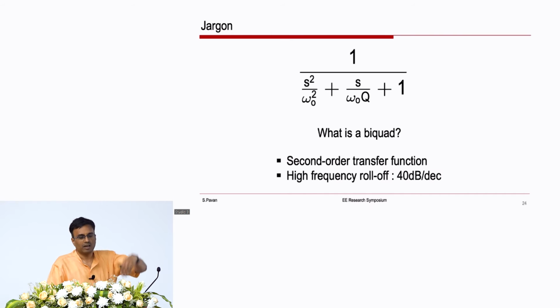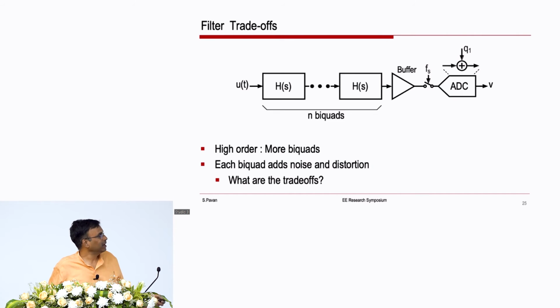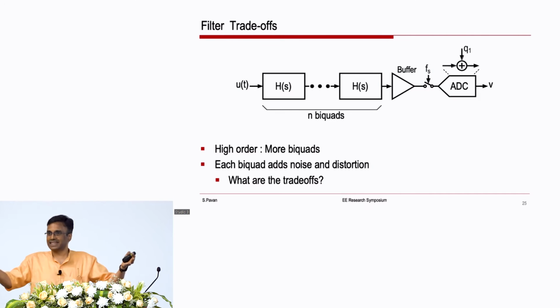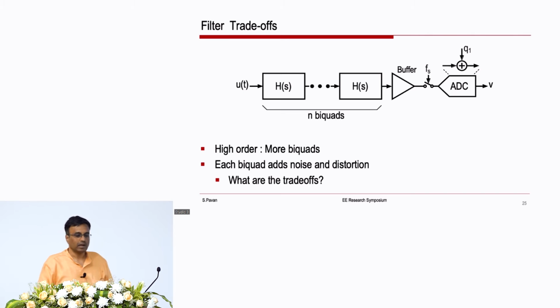Now, how do you build a very high order filter? Well, you take many second order sections and cascade them. All these second order sections are built with op amps and resistors and capacitors, and all of them also add noise. So, as you keep cascading these filter sections, you also keep picking up more and more noise, which is internally generated by each one of these biquads.